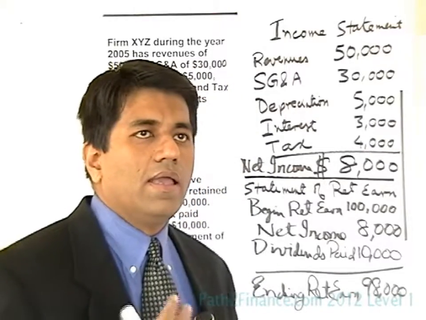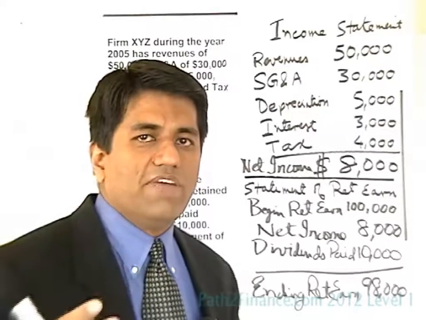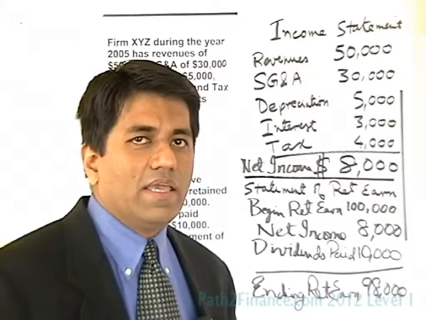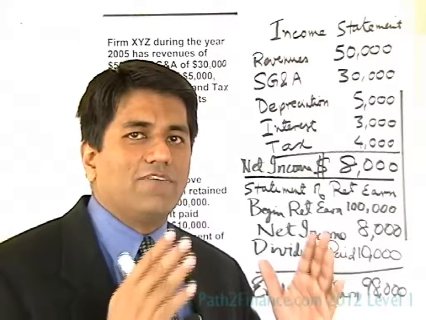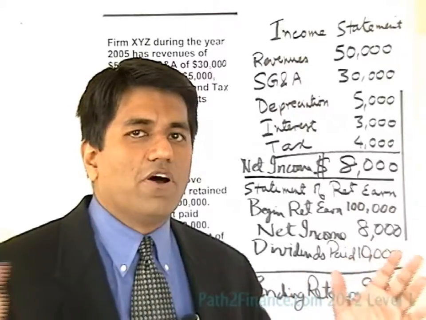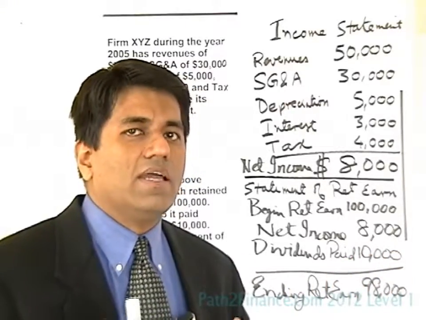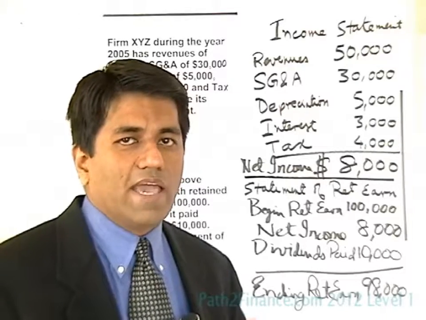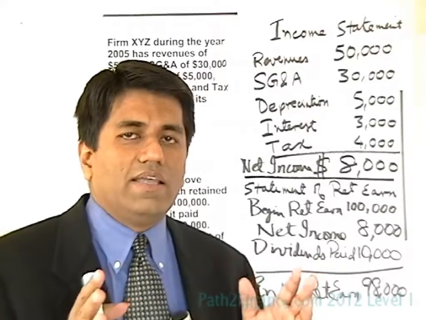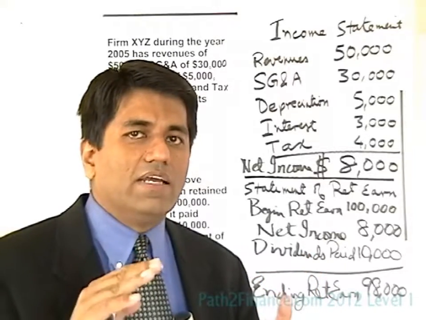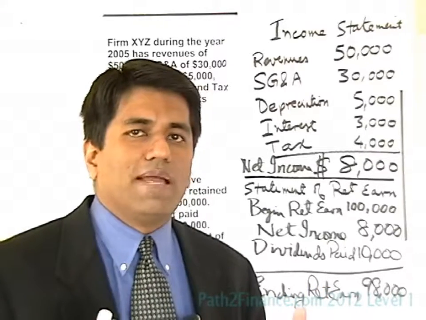So, because the firm has paid out more dividends to its equity than it earned for them, the amount of earnings it had for its equity holders over the year was 8,000. However, it paid out 10,000 to the equity as dividends. What that resulted in is that the retained earnings, which is owned by equity, went down by 2,000.